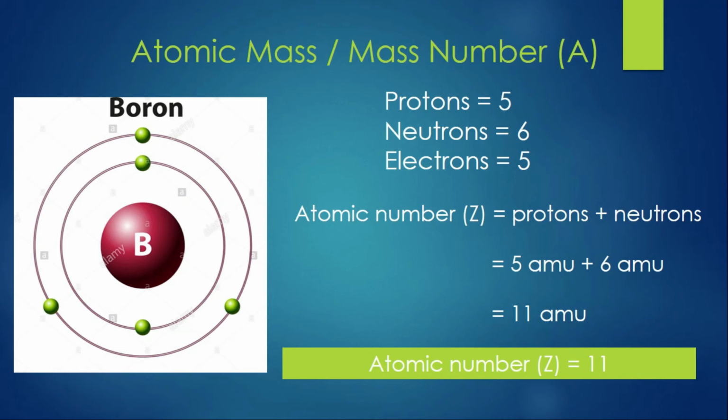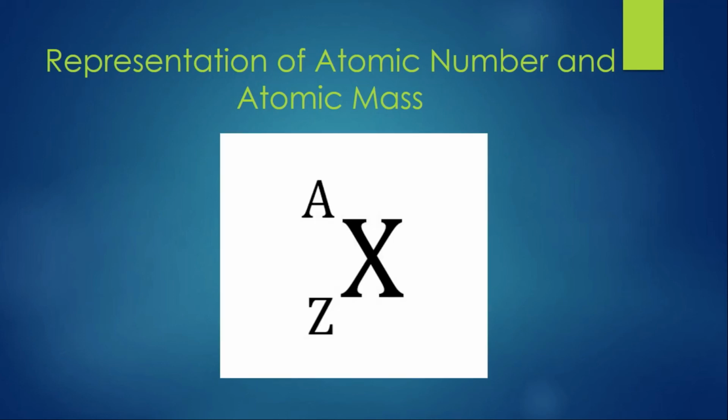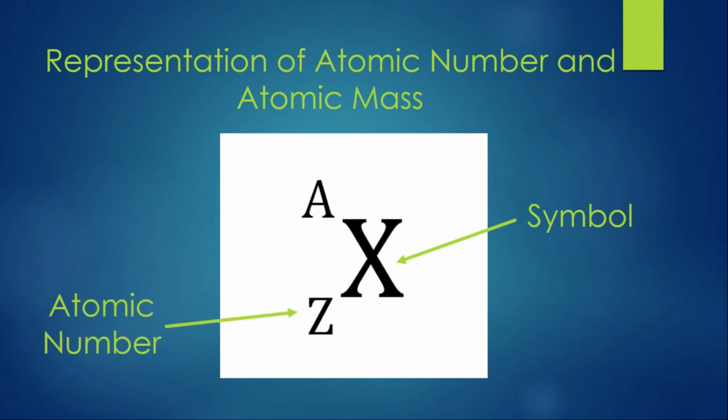Now as atomic number and atomic mass are two of the most important properties of an element, we have a very peculiar way of representing these two pieces of information. So suppose we have an element X having atomic mass A and atomic number Z, this has to be represented in this manner. Here X is the symbol of the element, Z is the atomic number which has to be placed as a subscript below the symbol of the element, and in the same manner A, the atomic mass, has to be placed as a superscript above the symbol of the element.